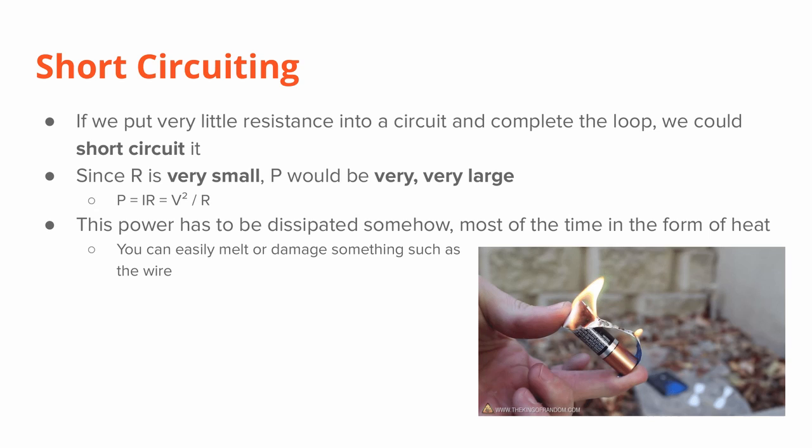This can be seen in the image on the bottom right of the screen, which shows a gum wrapper being used to connect the ends of a battery and consequently bursting into flames. Here, the gum wrapper acts as our wire. This is why it's super important to be very careful while working with circuits, because if you accidentally short circuit something, you could severely injure yourself or damage your surroundings.